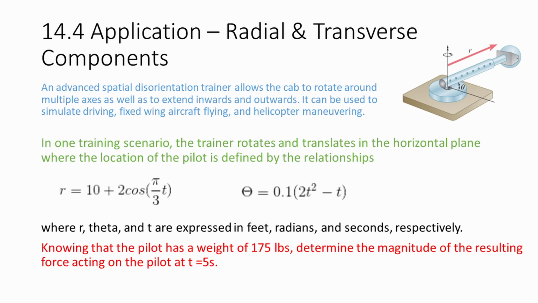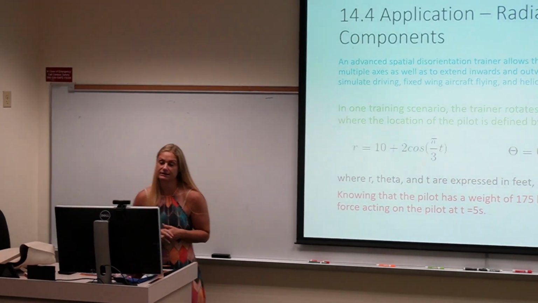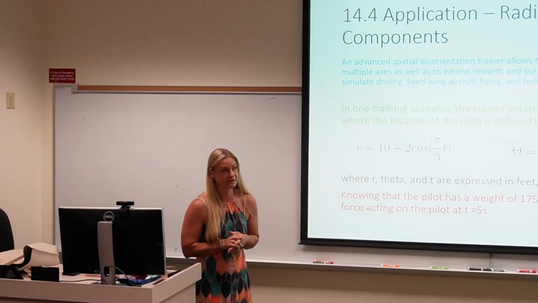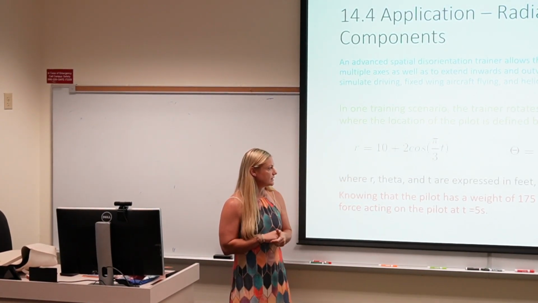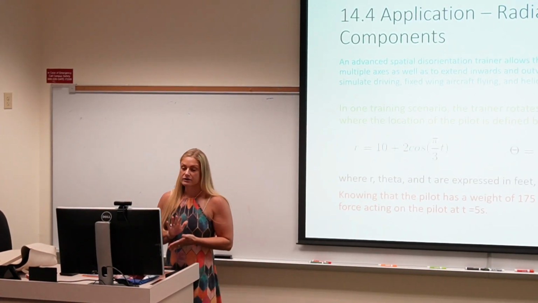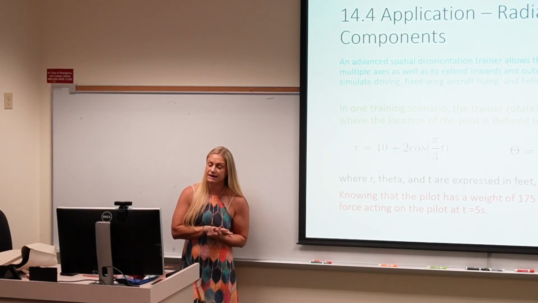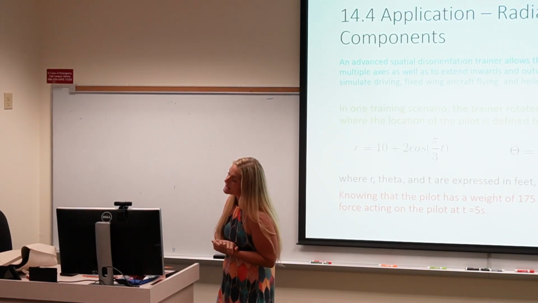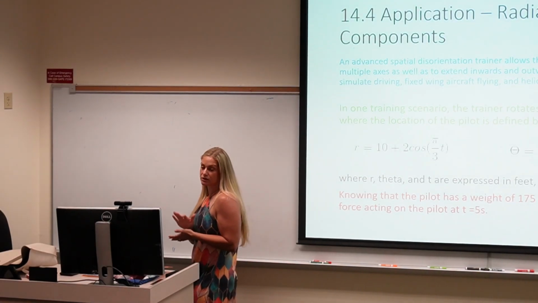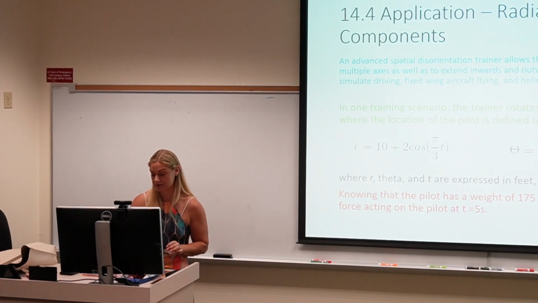In one training scenario, the trainer rotates and translates in a horizontal plane where the location of the pilot is defined by the relationships as given. So you are given a relationship for position, r and theta in the transverse. R, theta, and t are expressed in feet, radians, and seconds. Knowing that the pilot has a weight of 175 pounds, we need to find the magnitude of the resulting force acting on the pilot at t equals 5 seconds.